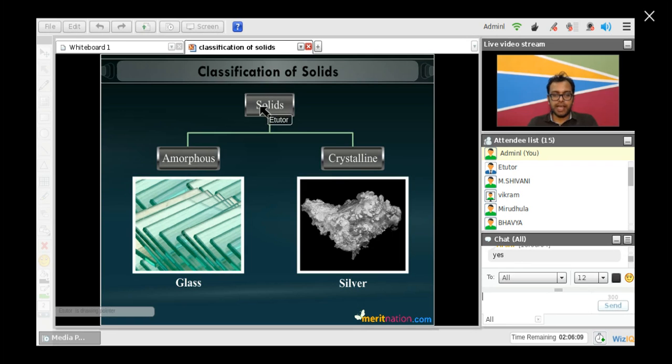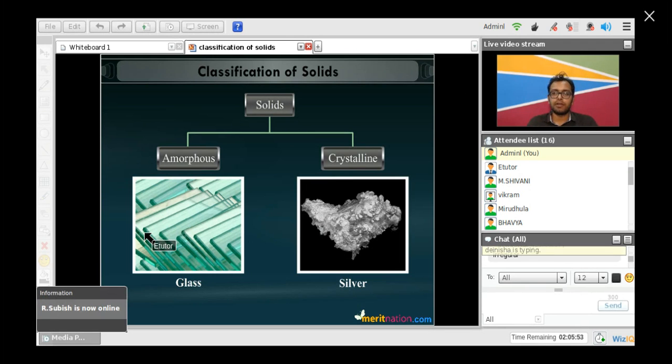Now, solids can be classified into two parts. One is amorphous, another is crystalline. Now, what is the difference between amorphous and crystalline? Amorphous solids are those solids which have a random arrangement of molecules inside the solid. Right? So it is irregular, irregular in terms of the arrangement of molecules or particles inside the solid, right?